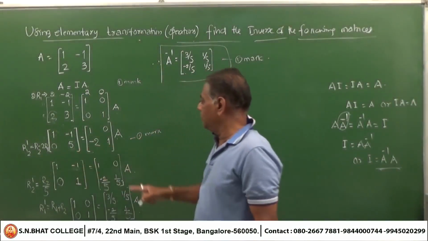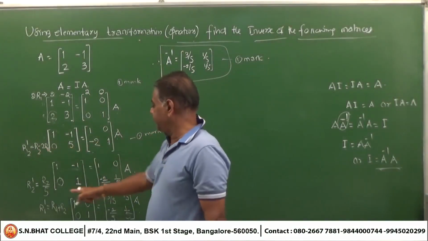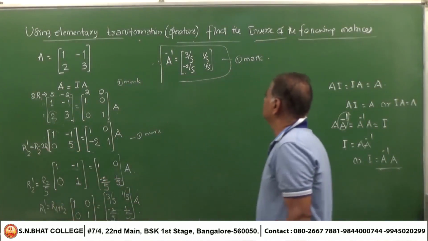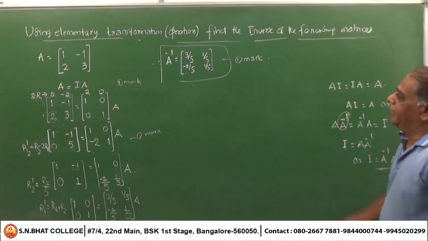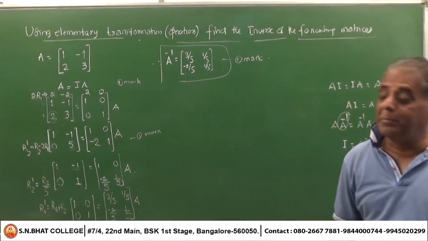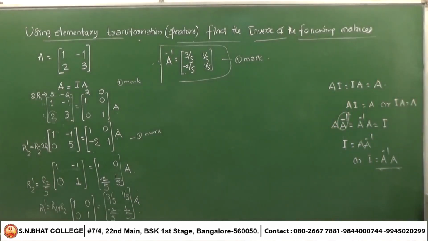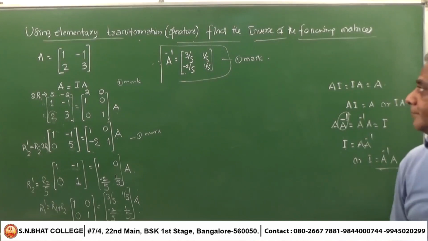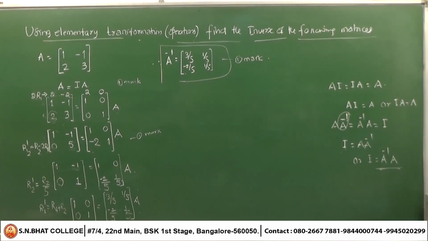First operation you will get 1 mark. This is the second, this is the third. Final answer: A inverse is 3 by 5, 1 by 5, minus 2 by 5, 1 by 5. This is A inverse using elementary operation. Final answer is A inverse is equal to matrix 3 by 5, 1 by 5, minus 2 by 5, 1 by 5.